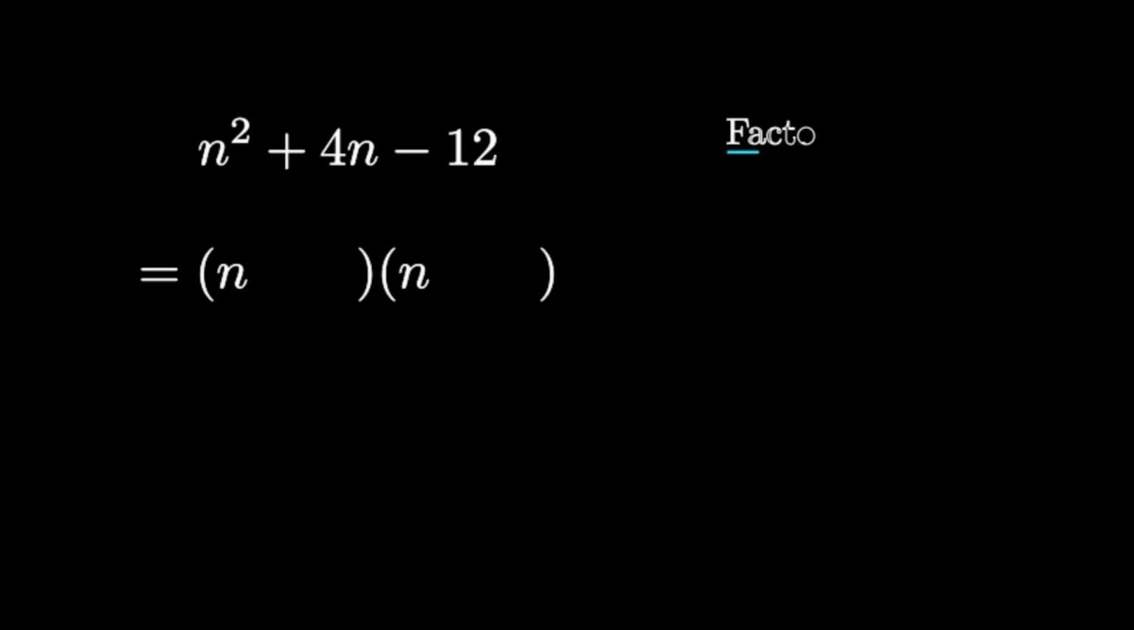All right, now the next thing we're going to do is look at the factors of 12. We have 1 and 12, 2 and 6, and 3 and 4. That should be all of them. Now we need a pair that's going to turn into the number in the middle, 4, somehow, some way. 2 and 6 is that pair.